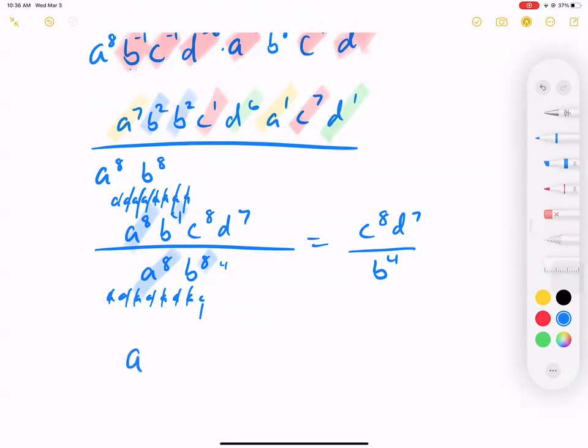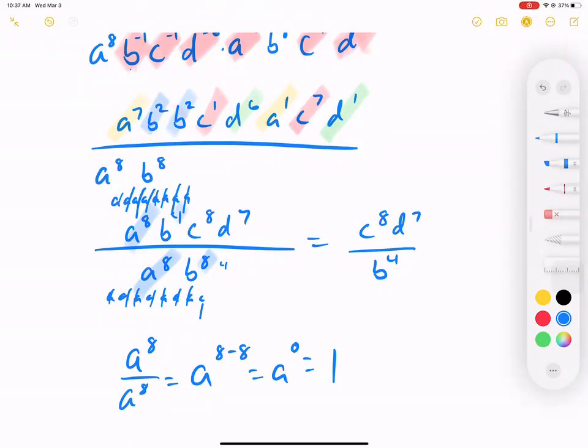Another way of looking at it, A8 divided by A8 is A to the 8 minus 8, because if we're dividing, we're subtracting. A to the 0 is 1. Okay, there's like 3 different ways for us to look at these exponents when I'm combining them.